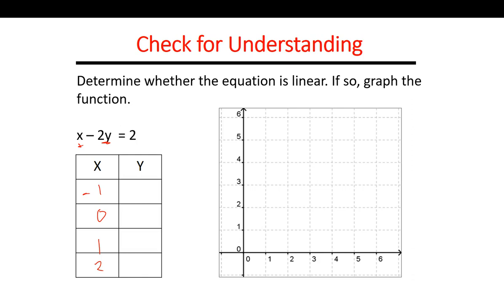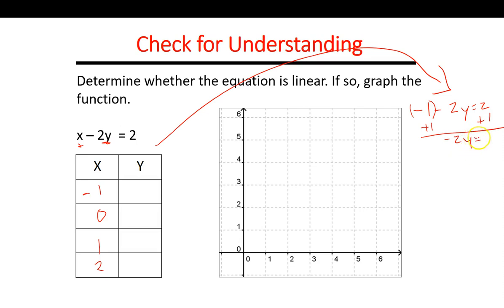I'm actually going to do this work over here so that I have a little more room. Basically what we have here is -1, and I just plugged in -1 for x, minus 2y equals 2. So this is -1 minus 2y equals 2, and then we're going to add 1 to both sides to get y all by itself. We get -2y is equal to 3, and then we divide by -2. So when x is -1, y is -3/2, which is -1 1/2.